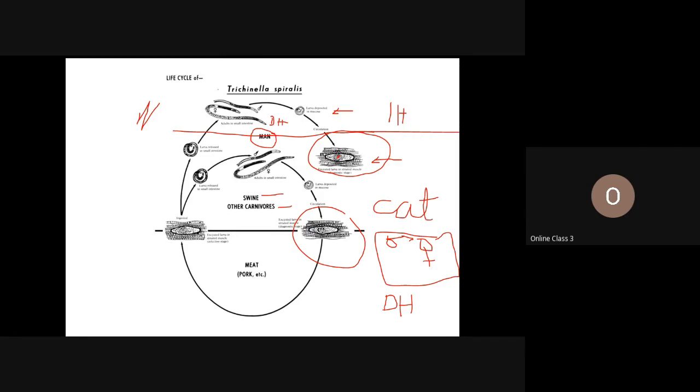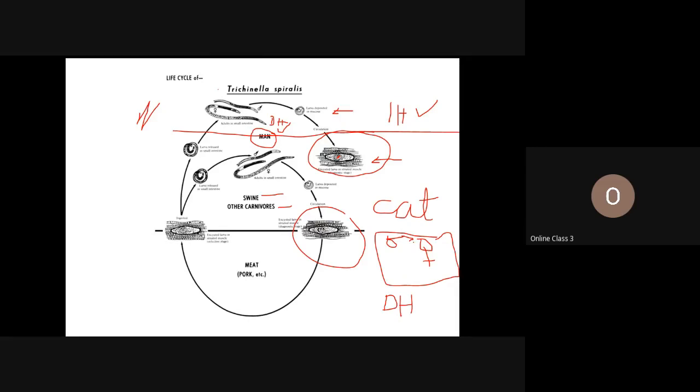At the beginning of the course, I told you that in this life cycle, at some point of time the host acts as a definitive host, and subsequently it acts as an intermediate host for the cat. So this type of life cycle is known as an auto-heterogeneous life cycle. Is it clear? I'm just repeating.